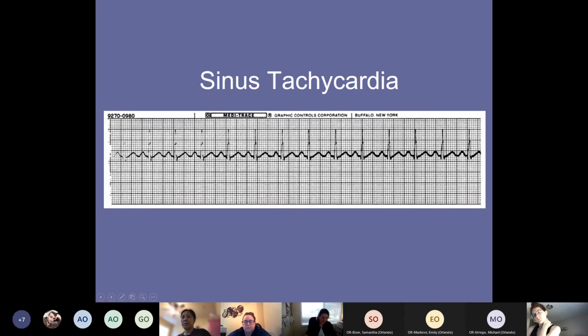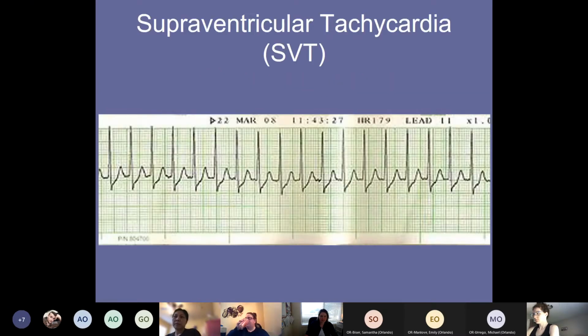We need to find the cause of this. So that could be anything: stress, exercise, fear, temperature, maybe decreased blood pressure, dehydration, caffeine, alcohol, nicotine, albuterol, could be the patient's baseline. Supraventricular tachycardia. This is a rhythm that is a narrow, complex, regular rhythm greater than 150 beats per minute.